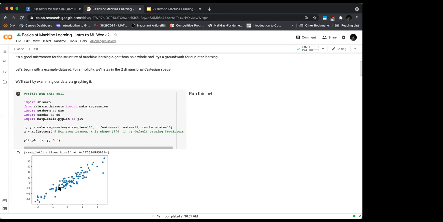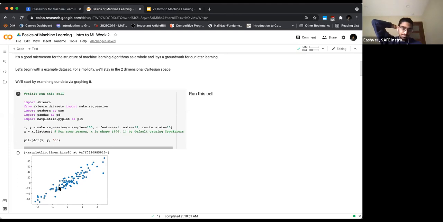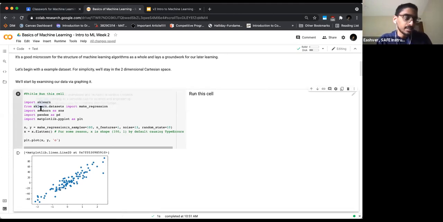If you're running this in a default environment, make sure you have scikit-learn, Seaborn, pandas, and matplotlib. Those are the basic packages you need to import. I can help you with that after class, or I can do it now.